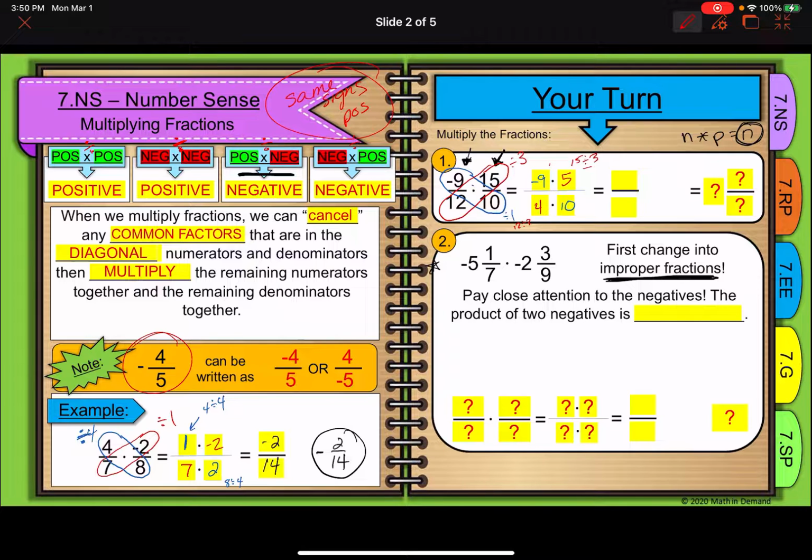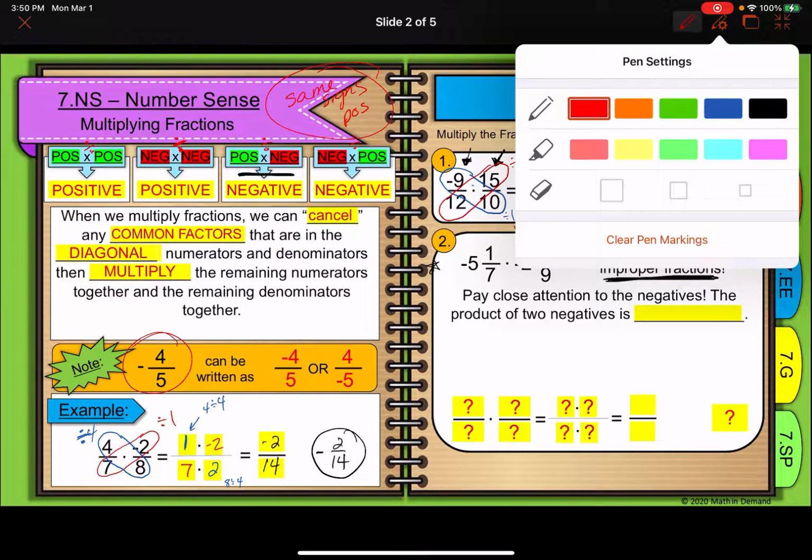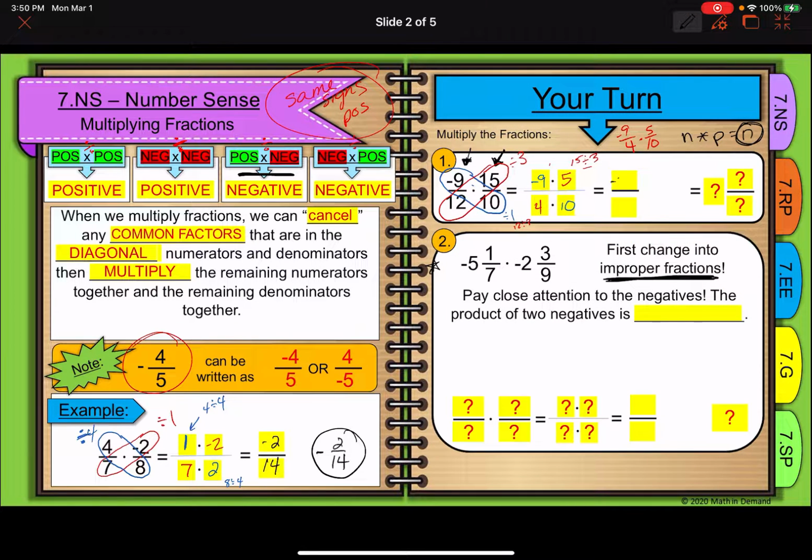So my new problem, because I know it looks a little funny, is negative 9/4 times 5 over 10. And we got the new 5 and the 4 by simplifying the 12 and the 15. All right, so now here I have negative 9 times 5, and I know that is negative 45 because the signs are different. 4 times 10 is 40. But now this is improper. It's larger on top than on bottom. The negative doesn't matter. That process is still the same.